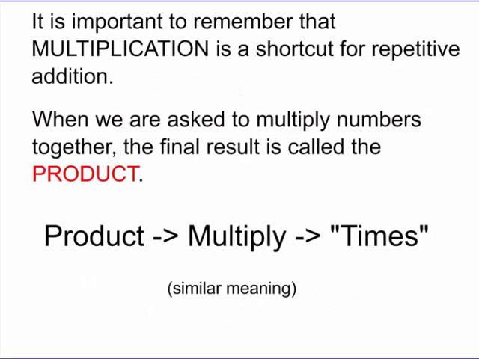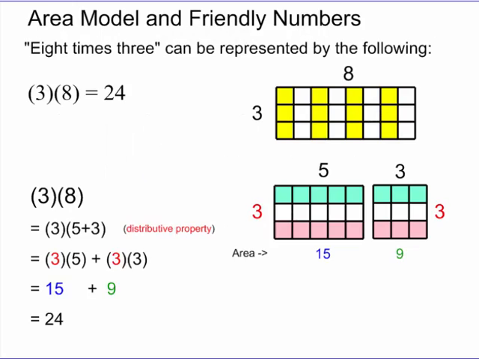So it's important to remember that multiplication is a shortcut for repetitive addition. When we are asked to multiply numbers together, the final result is called the product. So the key words product, multiply, times are all words associated with multiplication.